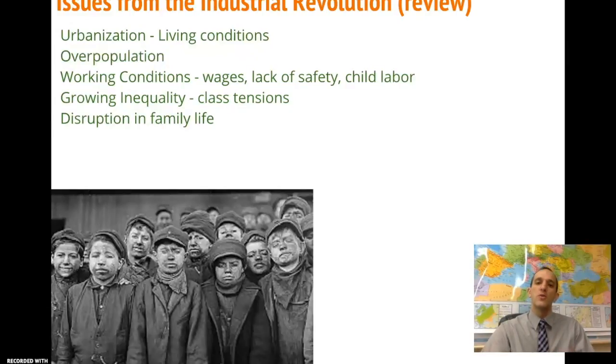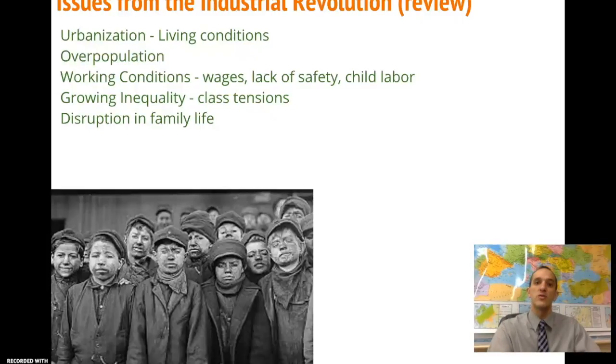Also, we have overpopulation in the cities, which connects to urbanization. Also, we have working conditions. We have issues over wages where people are not getting paid much. We have long work hours, 15-hour work days. We have lack of safety in these factories, which also includes the pollution in the factories, no protective railings, no safety features, and we also have child labor.